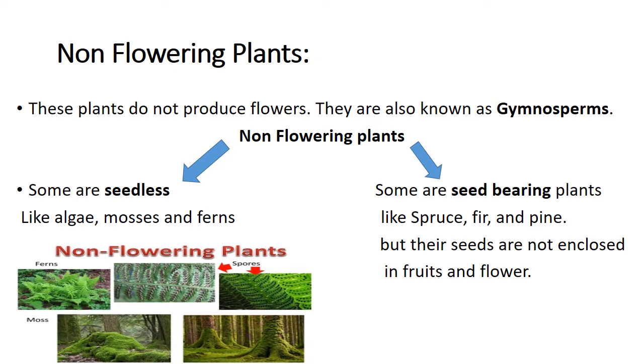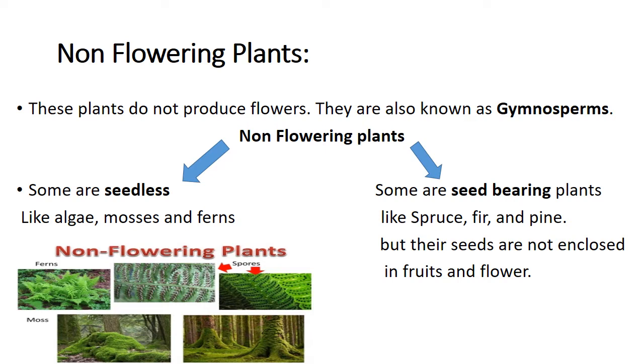Non-flowering plants. These plants do not produce flowers. They are known as gymnosperms. So basically, all the plants that are included in the group of non-flowering plants do not produce flowers, and they're also known as gymnosperms. Non-flowering plants are of two types.